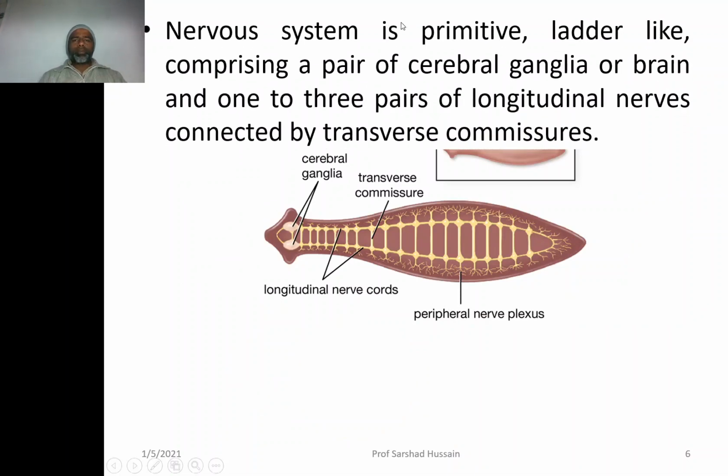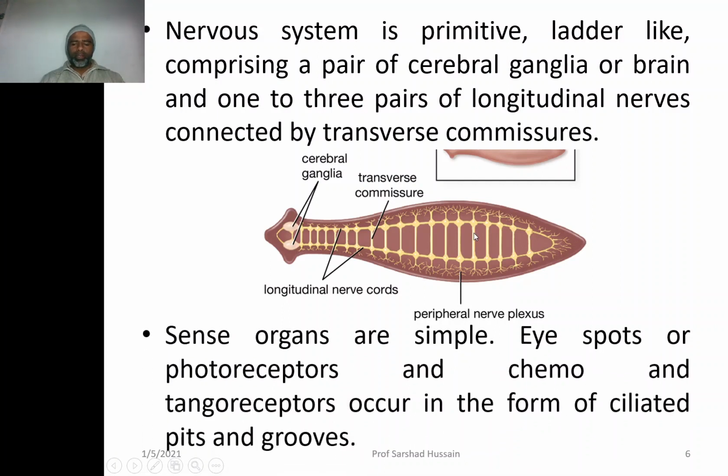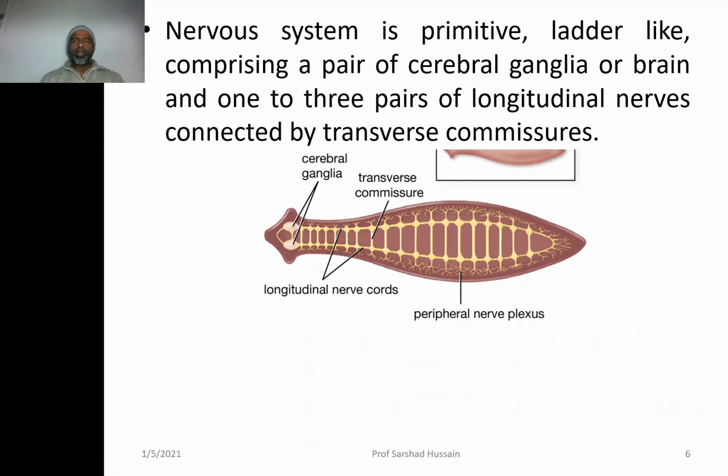Now, their nervous system is a very primitive type of nervous system, that is ladder-like. You can see here exactly it is like a ladder. These are the two bars of the ladder, and these are the cross bars of the ladder, longitudinal bars and the cross bars. They are comprised of a central cerebral ganglia. You can see at the head region you have the two cerebral ganglia.